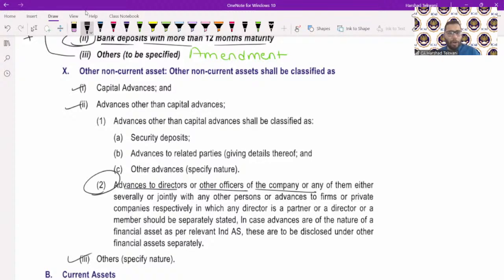Other any non-current asset. Now, when I say other non-current asset, it means it's not falling under the category of any of the above ones. So that will fall under the other non-current assets.